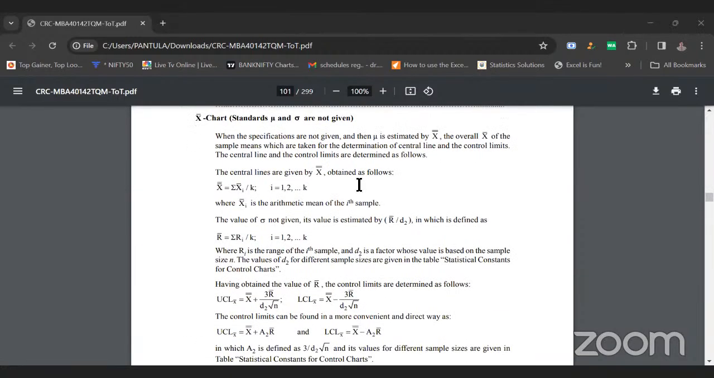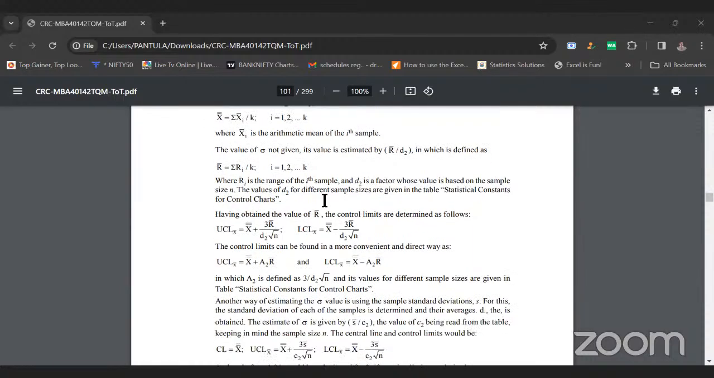Again, we discussed the X bar chart. X bar is equal to the summation of xi divided by k, where i goes from 1 to k. Here i is the maximum number, and X bar is the arithmetic mean of the ith sample, like the 10th sample or 11th sample. R bar is also the summation of Ri divided by k.